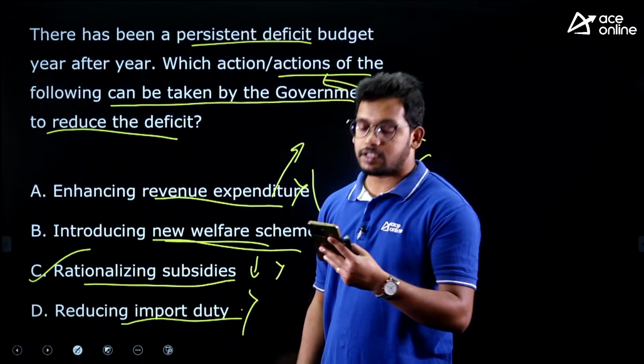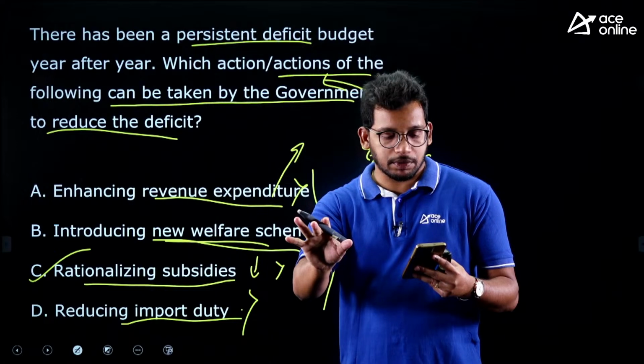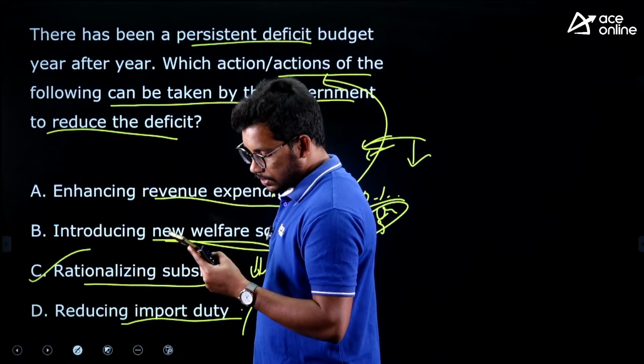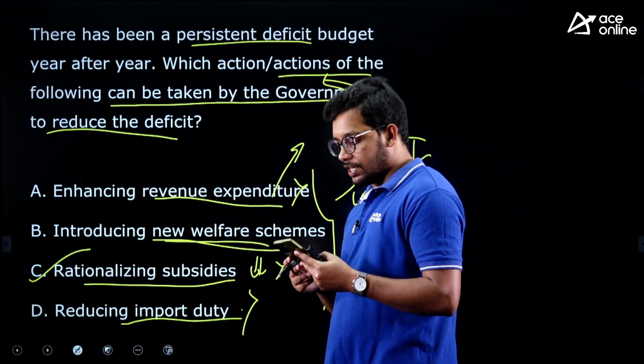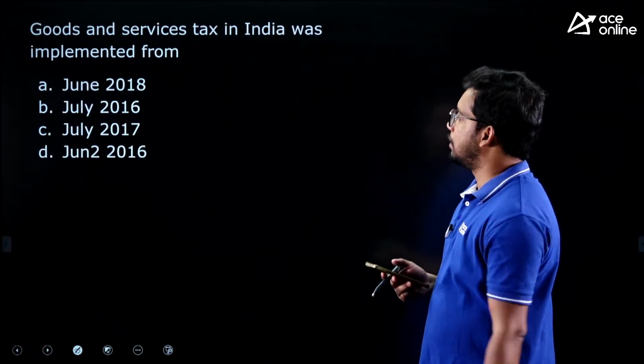Rationalizing subsidies means where it is important, you give subsidies, and the rest of the things you cancel. So they are saving money here. So the answer is C. Yes, Chakradhar and Jahnavi have answered it correctly. Very good. This is how application based questions are framed.